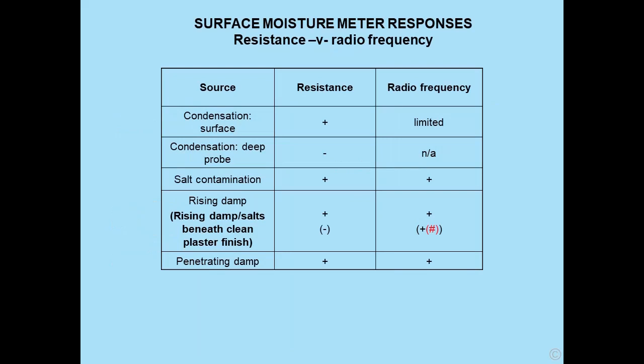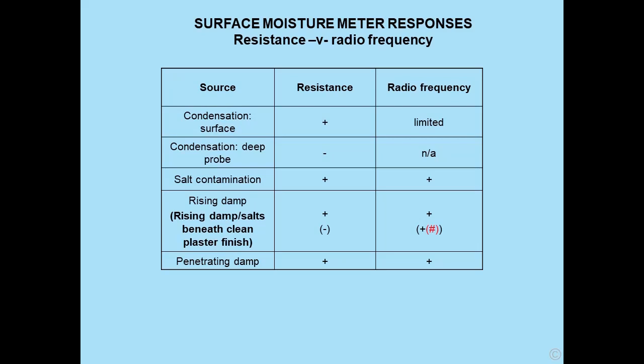Just a comparison of surface moisture meter responses, resistance versus radio frequency, for example. There we go, the columns, resistance and radio frequency. Condensation, yes, on resistance, limited on radio frequency. Condensation, deep probes, nothing. Obviously assumes the wall is clean and dry. Radio frequency, not really applicable. Salt contamination, both will respond to hygroscopic salt contamination.